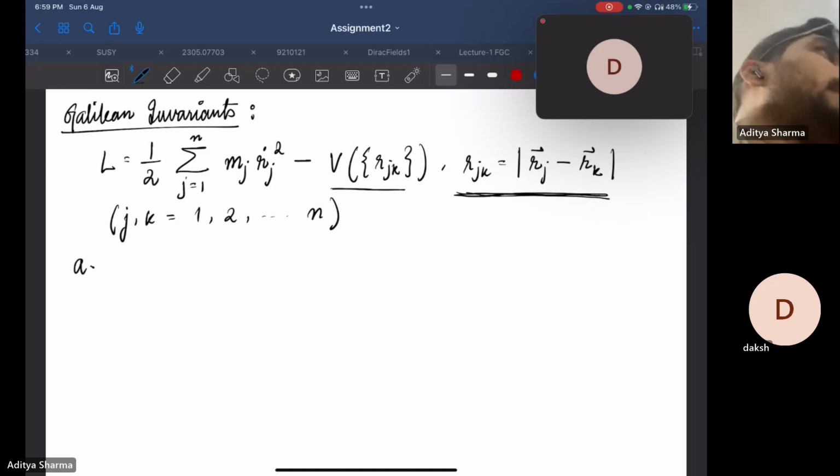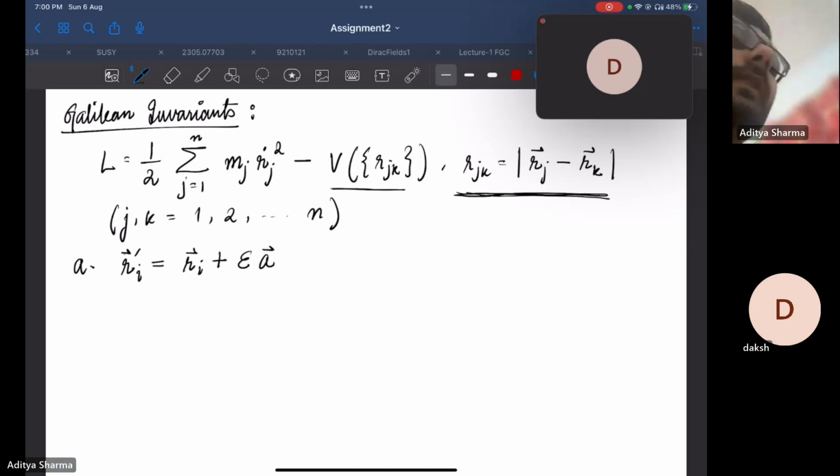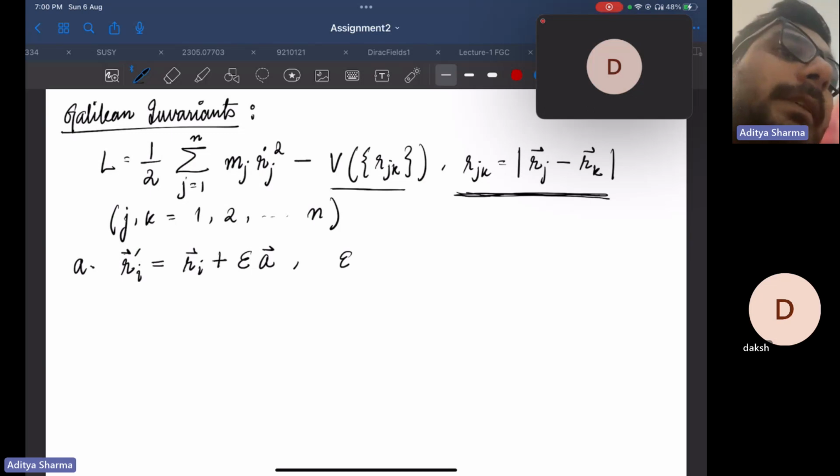Now first, you consider this kind of change. Ri prime, this is a new coordinate, is equal to the old Ri plus epsilon times some vector A, where epsilon is some infinitesimal parameter.